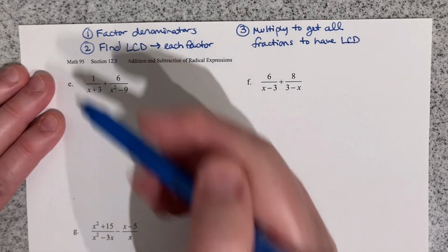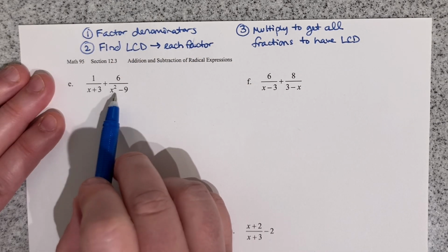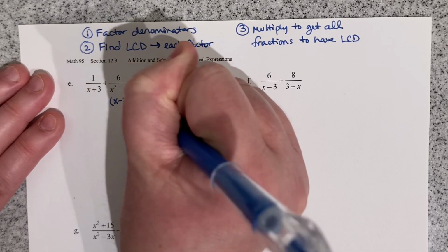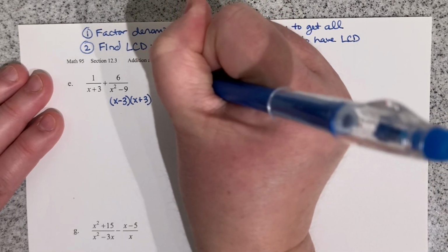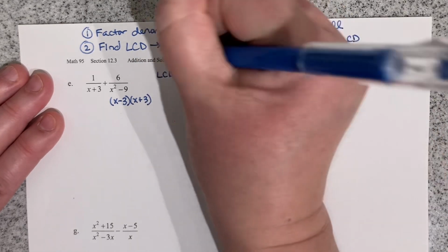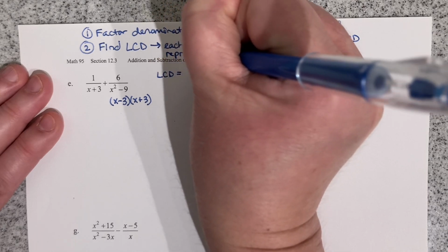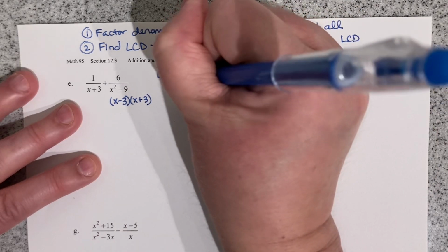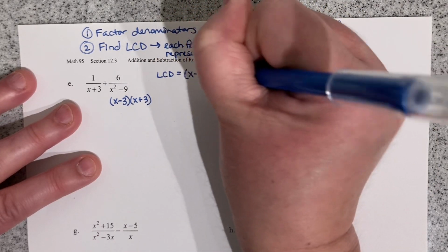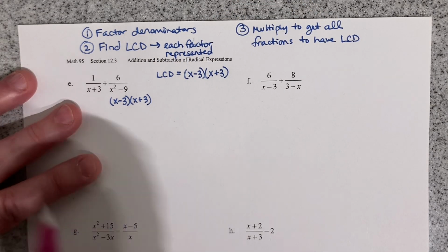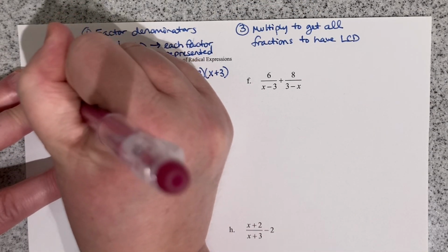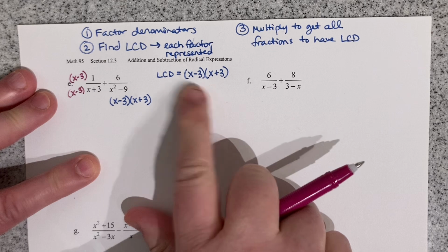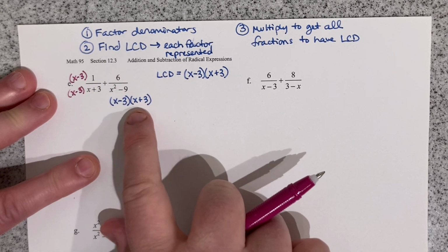So first step, factor. X plus 3 does not factor, but this is a difference of 2 squares. It's x minus 3 times x plus 3. So the least common denominator, I need each factor represented. Maybe represented is a good word. So in that case, the x plus 3 is there, but I also need that x minus 3. So the least common denominator is x minus 3 times x plus 3, which means we have to multiply the first fraction by x minus 3 on top and bottom, because that's what the first fraction is missing that the second fraction had in the bottom.